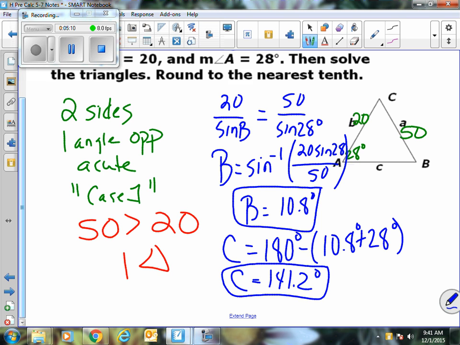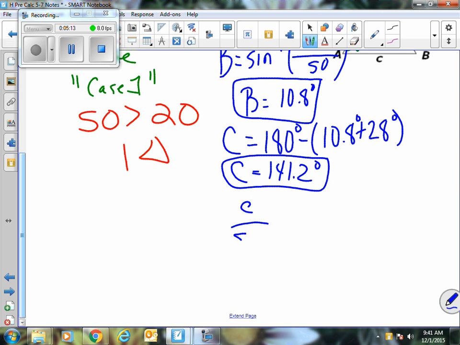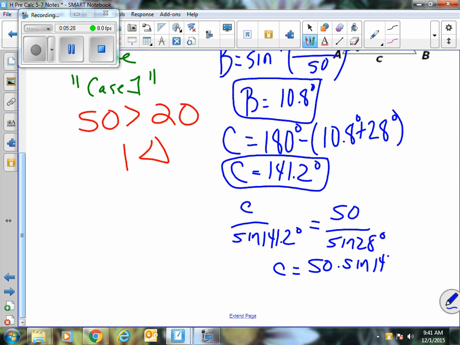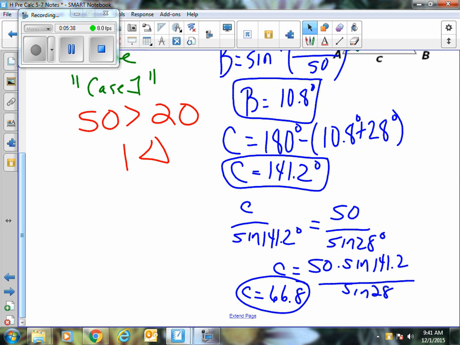And again, the last thing that I would need to calculate then is little c. So we're doing the same steps every single time here. Go back to the known information, so our side A and angle A. Cross multiply and divide, and we'll get our little c. So you'd be typing in 50 times the sine of 141.2 divided by the sine of 28. So your little c ends up being 66.8. So again, we had a one triangle scenario. We knew that because the side opposite was longer in case one, always one triangle. So we can go ahead and solve and find out those other pieces.